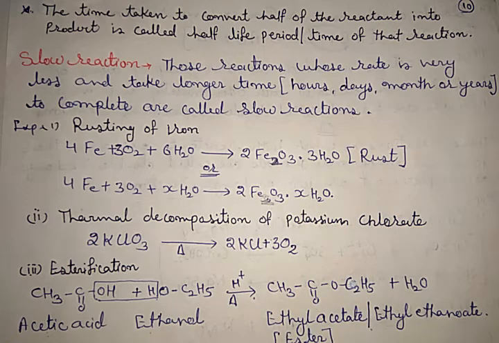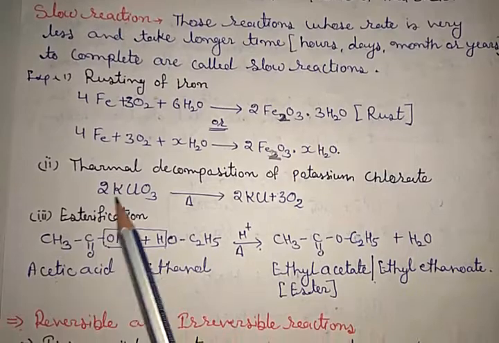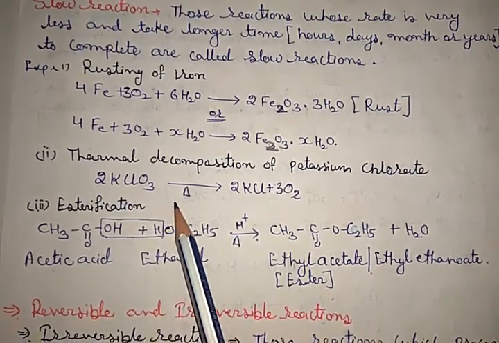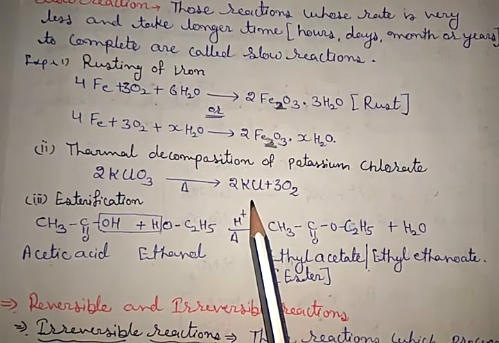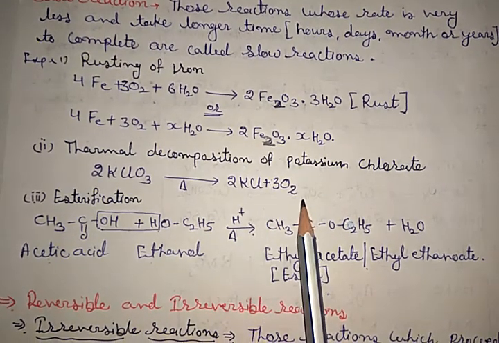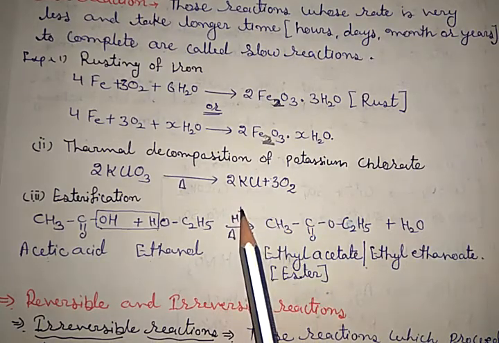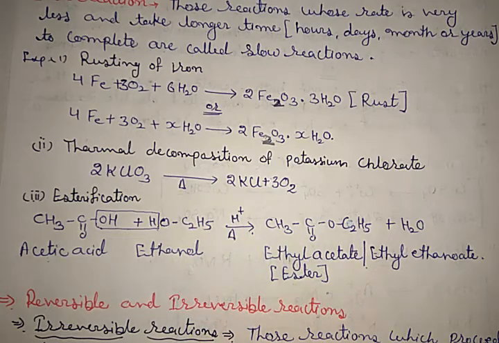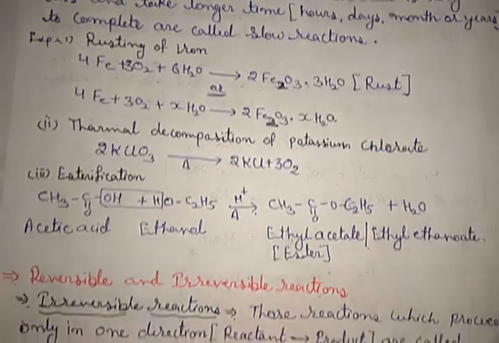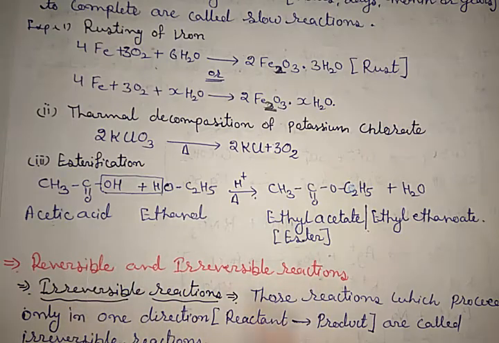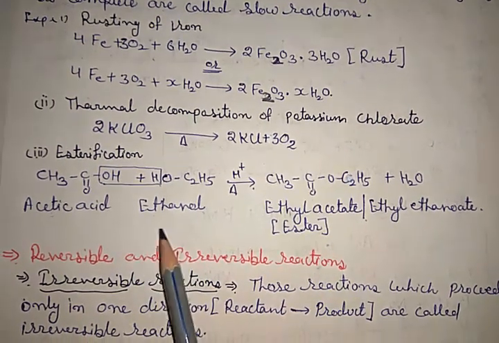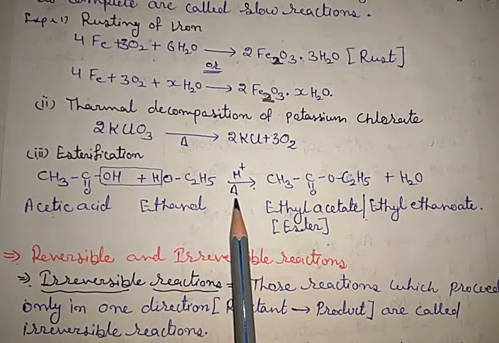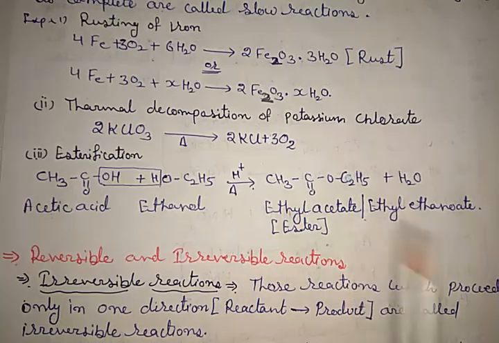Second is thermal decomposition of potassium chlorate. When potassium chlorate is heated, it dissociates into potassium chloride and releases oxygen gas. It takes longer time, so that comes in the category of slow reaction. And the third one is esterification, the formation of ester. When acetic acid reacts with ethanol in the presence of an acid and they are heated, they form ester.